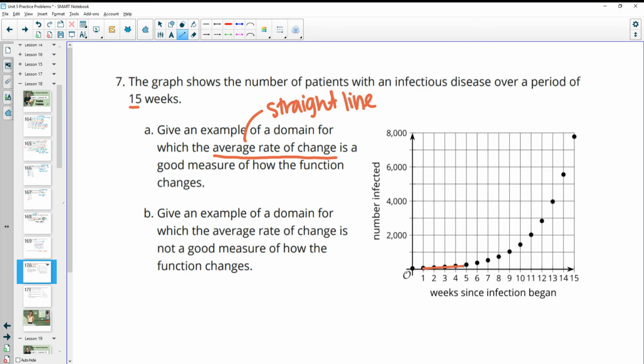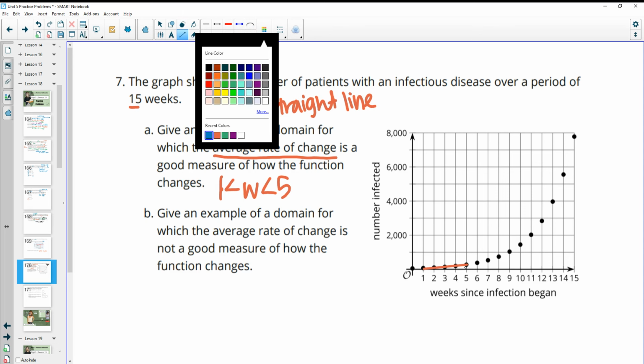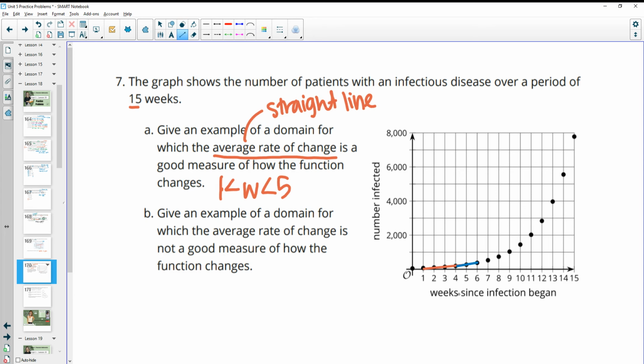If we look here, say from 1 to 5 weeks, that's a pretty good indicator. Now there are multiple answers to this. I could say my weeks between 0 and 5, or 1 and 5, would be a good indicator. You could say other things too. From 4 to 6, the straight line connecting those 2 points looks like the graph. So this could be 4 to 6.